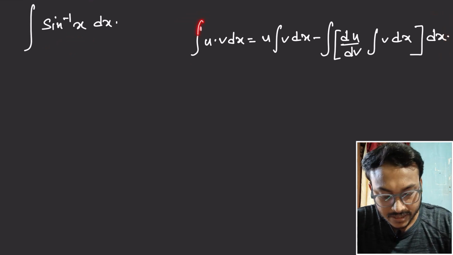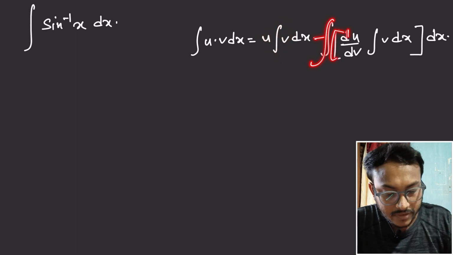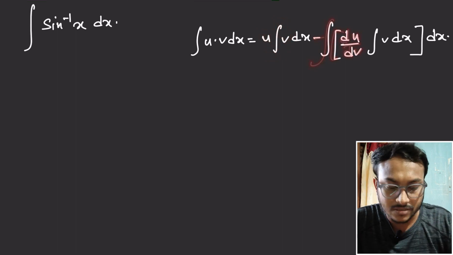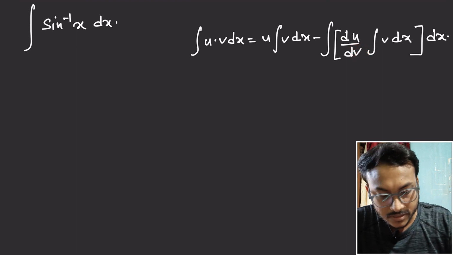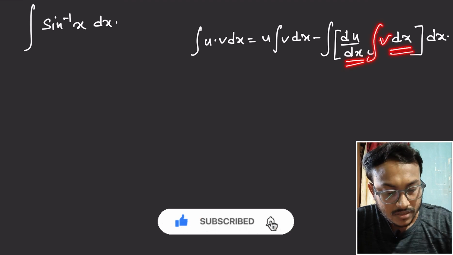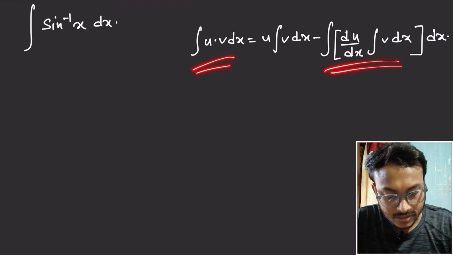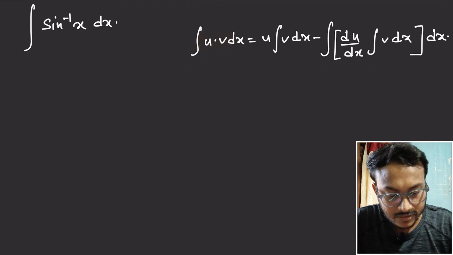So by parts means integration of two functions in product. Okay, let's say u and v. So the formula is: u integration of v minus integration of derivative of the first function, which is u, then integration of v, with respect to x. So this is the formula for by parts. U is the first function and v is the second function, and we will apply the formula.